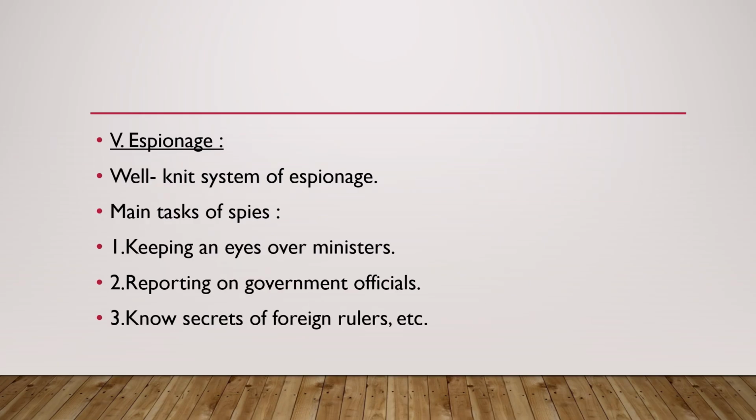Espionage system. The Mauryan administration had a well-knit system of espionage. A watch was kept practically on all important officials as well as on the general public. The main tasks of the spies recruited involved keeping an eye over the ministers, reporting on government officials, collecting impressions regarding the feelings of citizens, and knowing the secrets of foreign rulers, etc.